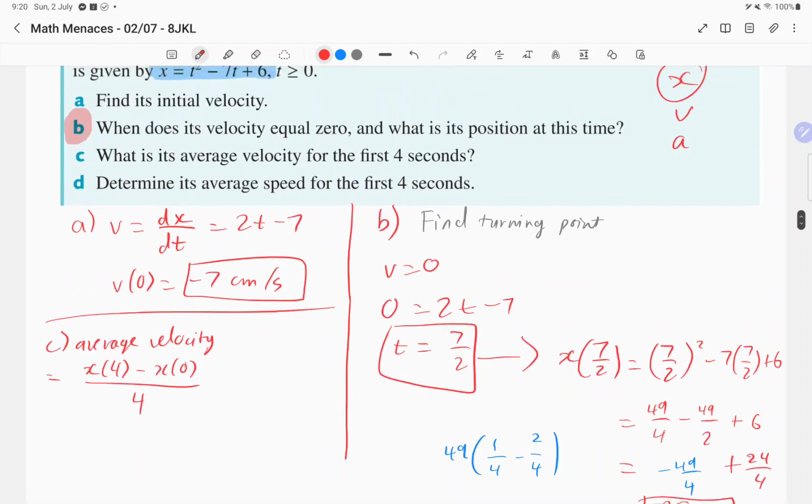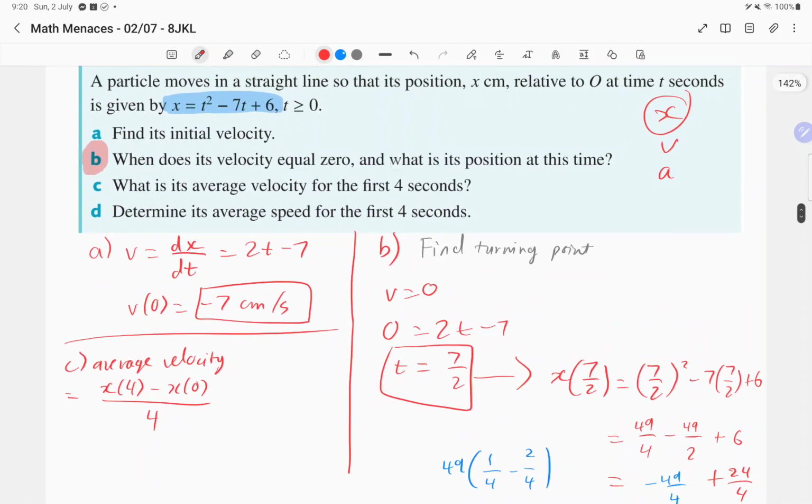Okay, and x of 4 you can just substitute in. You can calculate on the side here. X of 4 would be 4 squared, 16, minus 4 times 7, 28, plus 6. So that'll be 22 minus 28, which is negative 6. And then x of 0 is just 6.